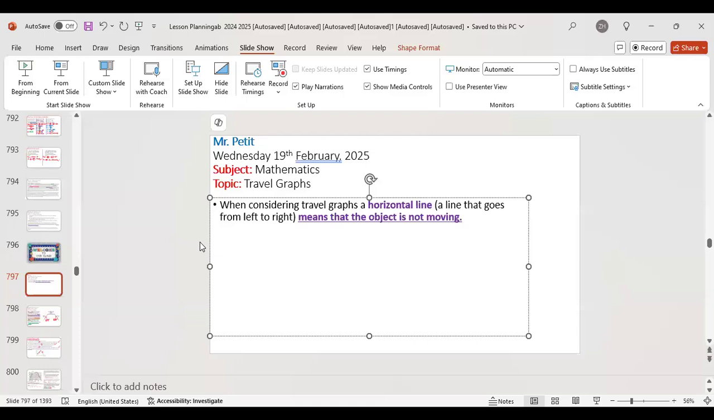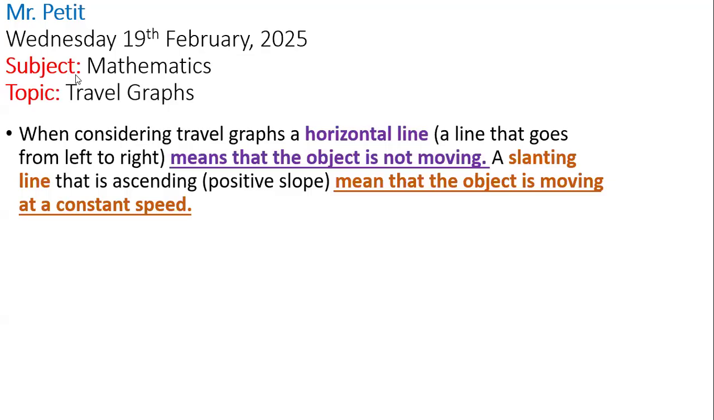If we have a slanting line, a slanting line means that the object is increasing and it's moving at a constant speed, right? So for example, let me show you what I mean here. Let me draw the slanting line for you right here.